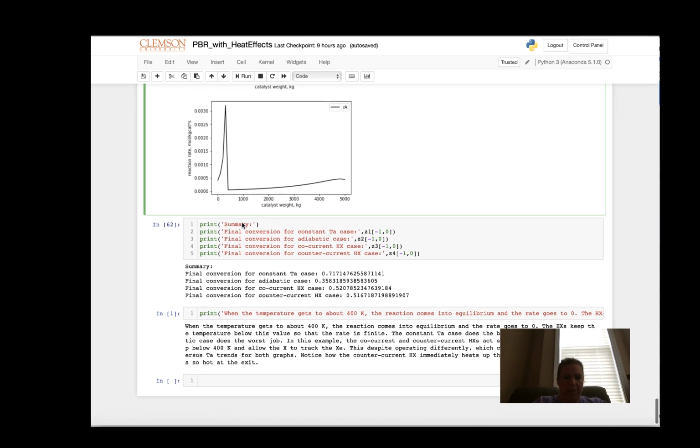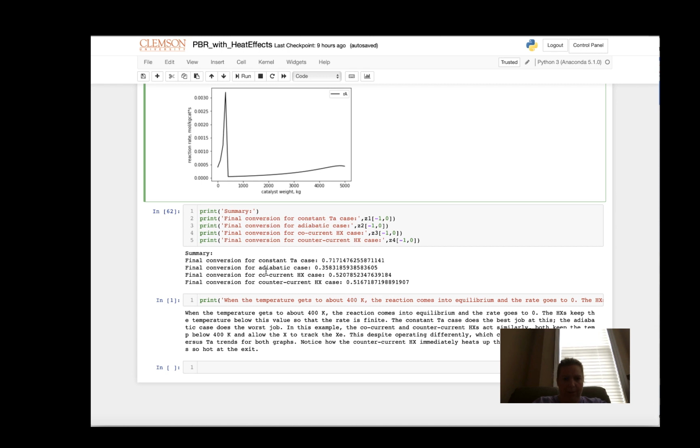So here's just a summary that's been printed out. The final conversion for each case: the constant TA case gives the best conversion. It most effectively keeps the temperature low enough to prevent the reversible reaction from coming into play. The heat exchangers are next. They give pretty similar conversions, and then the adiabatic case is the worst because it very quickly goes up to about 400 K, which is where the reaction comes into equilibrium, and then the rate stops.